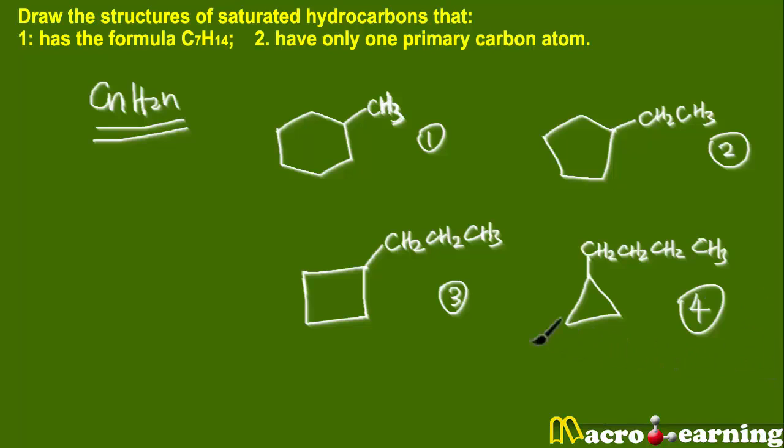So that's it. A 3-member ring is the smallest ring that we can have, right? There's no such thing as a 2-member ring or anything. So I would say those 4 structures are all we can come up with that meet both these criteria. Okay? Very nice. Thank you very much.